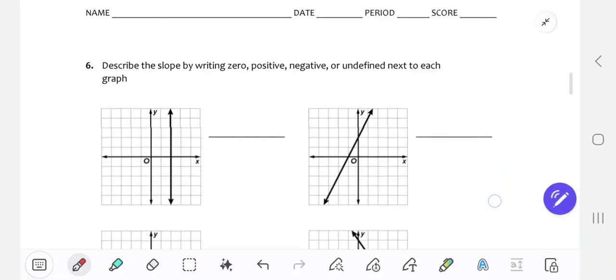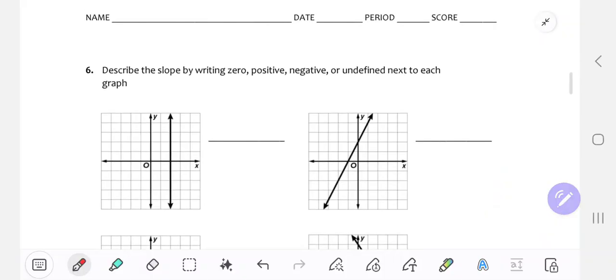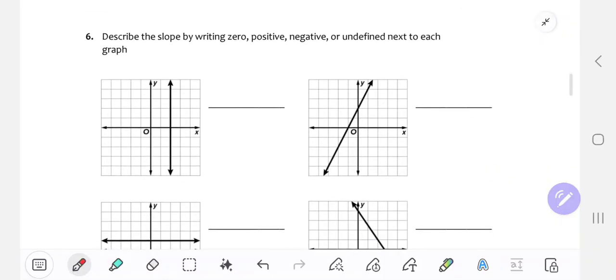Here we go. All right, describe the slope by writing 0, positive, negative, or undefined. Remember Slope Dude? He just comes down the slope and then falls off the edge and says the terrible words that nobody in math should say.